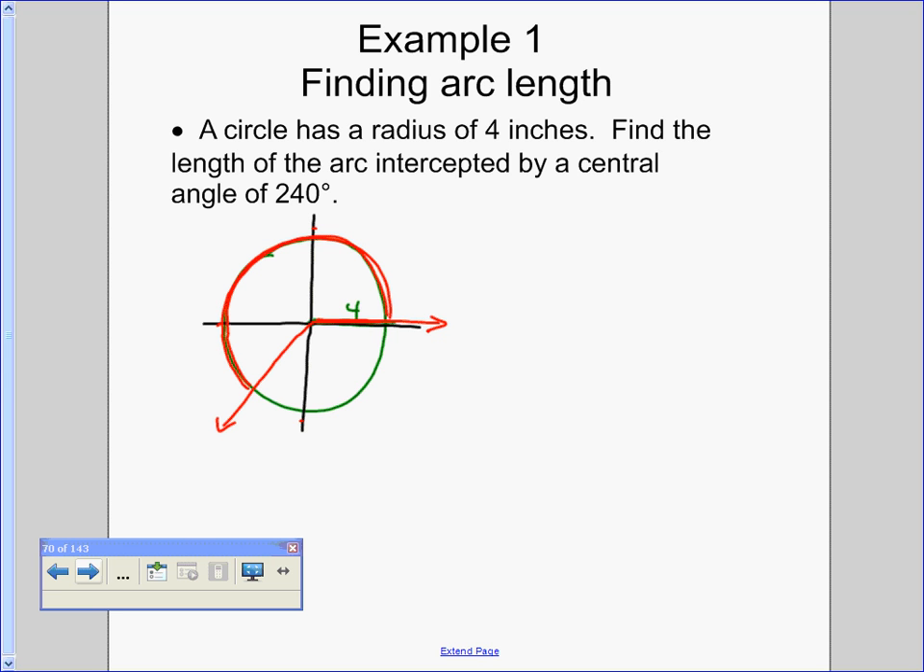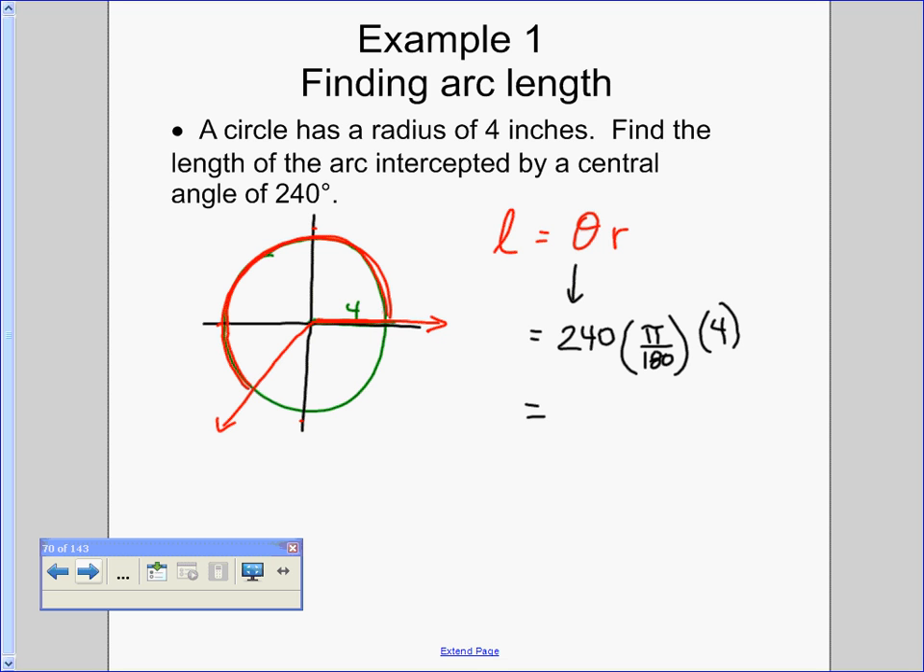First of all, our formula is that our length is going to be theta times the radius, and theta needs to be in radians. So the first thing we need to do is say, we've got that 240 degrees. We need to change that to radians, so we're going to multiply by pi over 180. Once we do that, we're going to multiply by our radius, which we know is 4. And then we just need to simplify that.